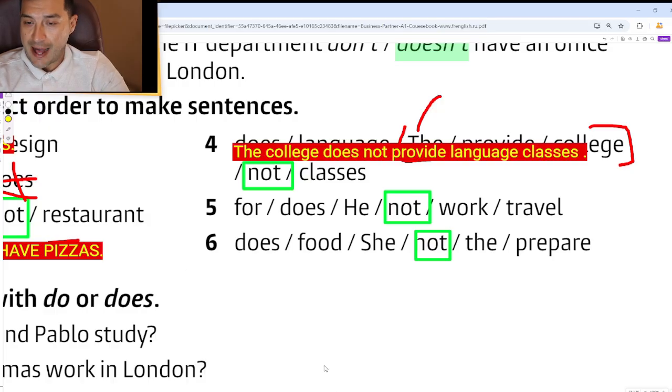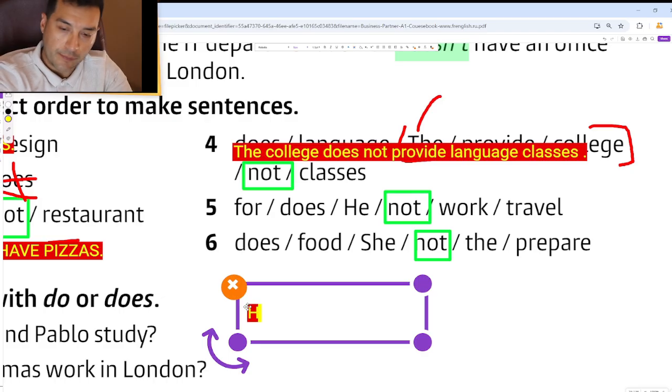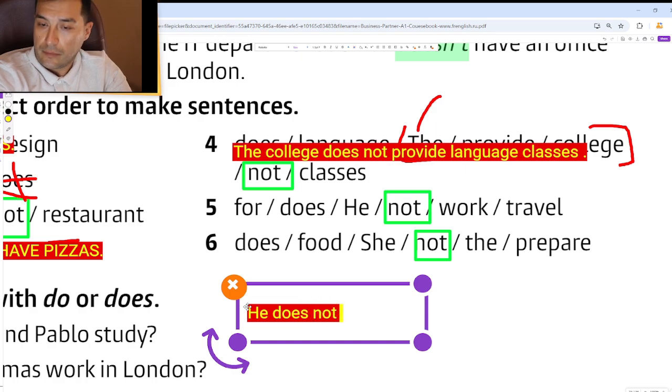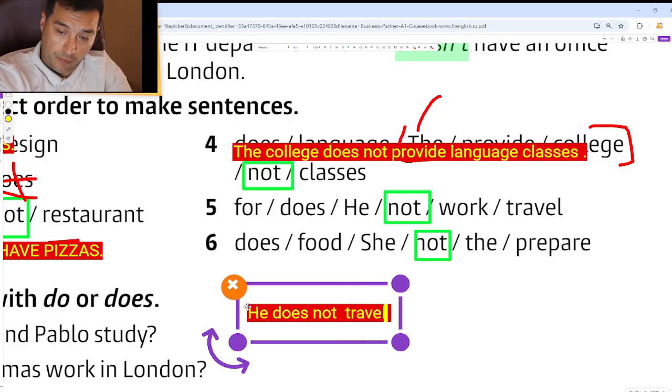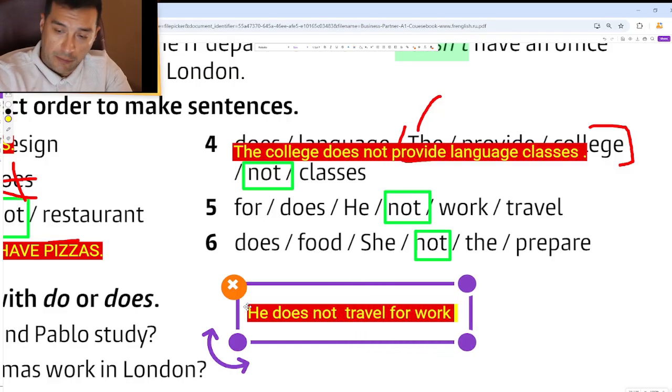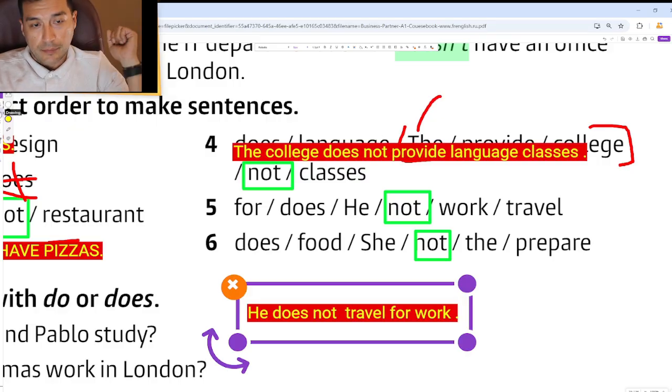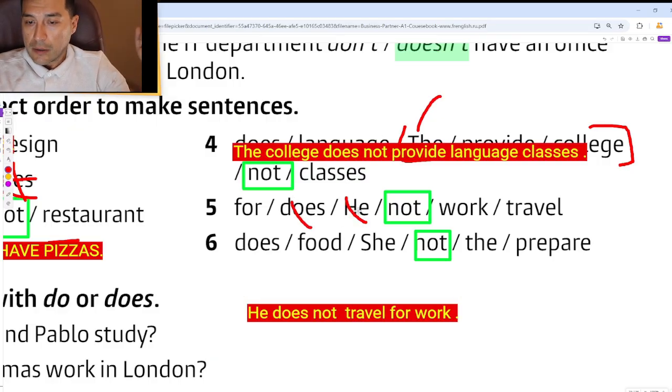Let's go to number 5. He. Start with he. He does not. Next, we need the verb, travel. Travel for work. He does not travel for work.